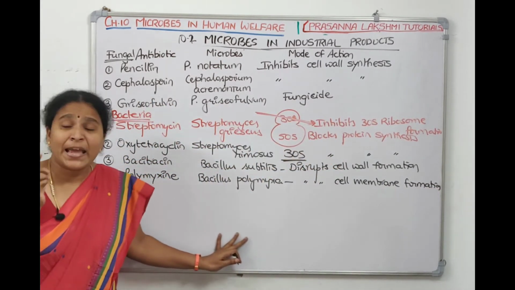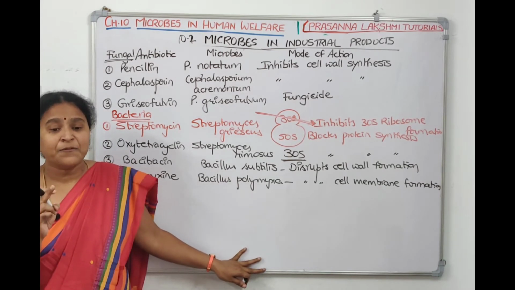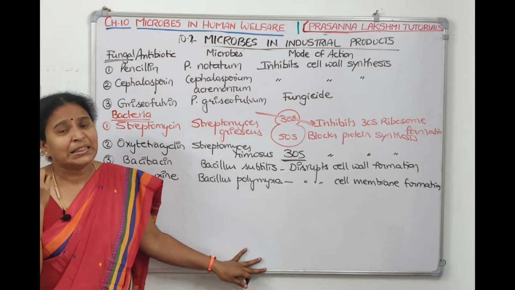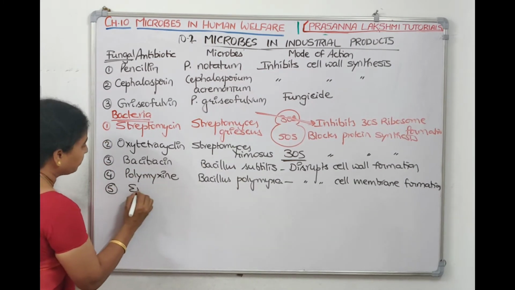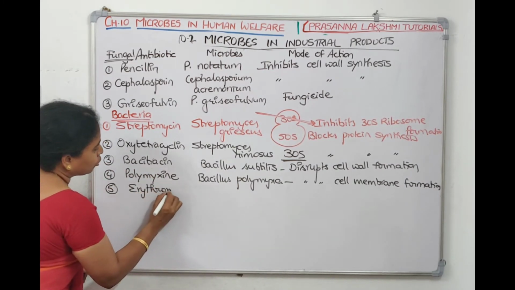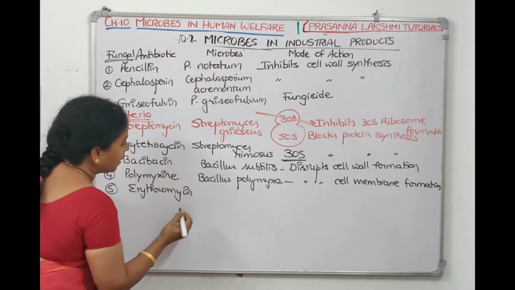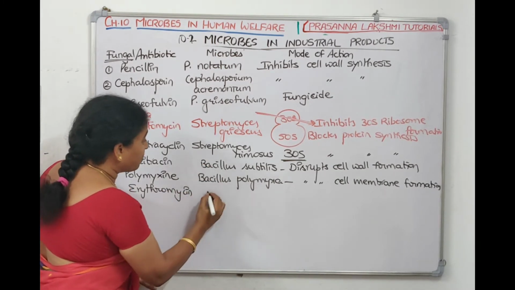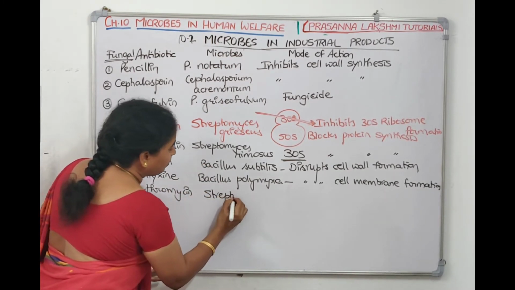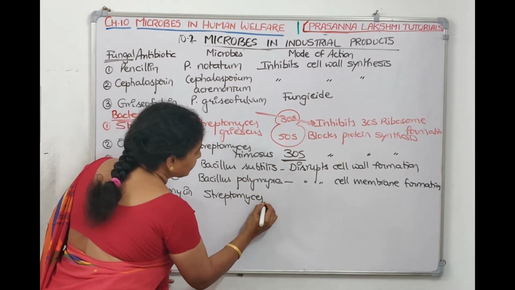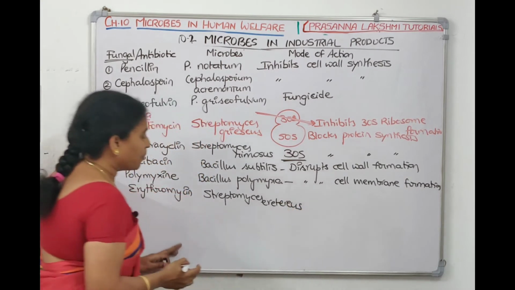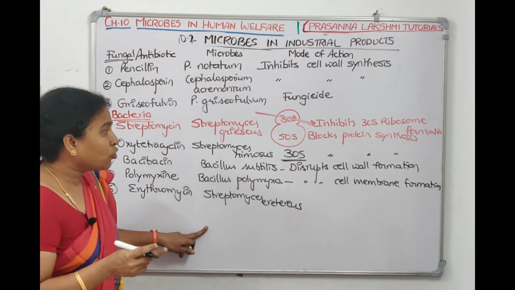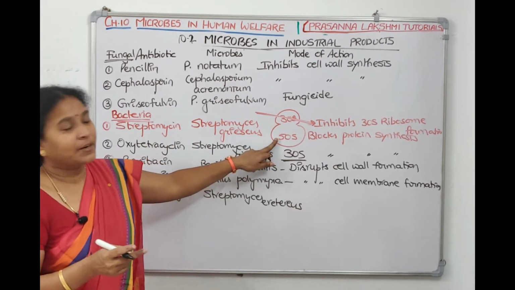Next antibiotic is erythromycin, extracted from bacteria called Streptomyces erythraeus, T-R-E-U-S. So what will it do? It will stop the 50S formation of the ribosome.